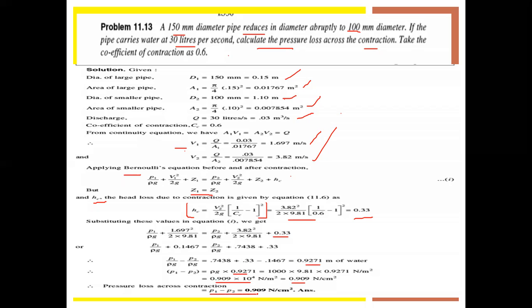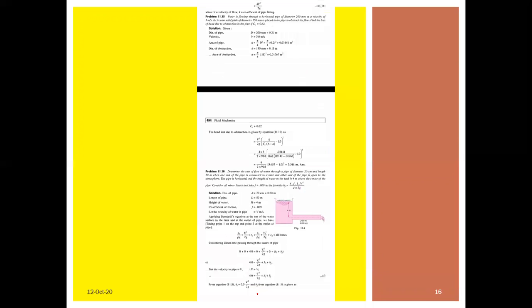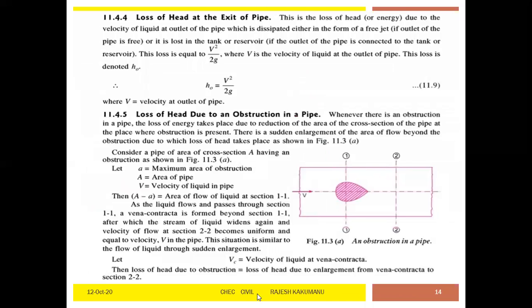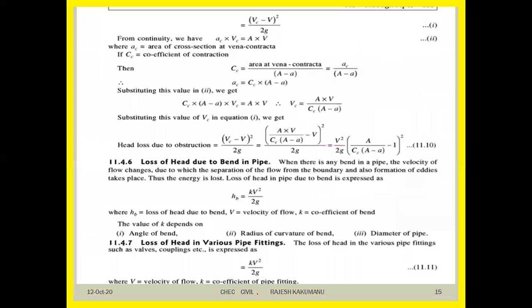Got it? So like this you have to do the problems and complete them. The time is also less, so tomorrow in class we will discuss. High time for you. So far we have discussed the contraction formulas and enlargement formulas. The next ones are loss of head at the exit of the pipe, at the entrance of the pipe, due to obstruction in the pipe, in pipe fittings, and in the bend pipe. Based upon that you will have the problems.